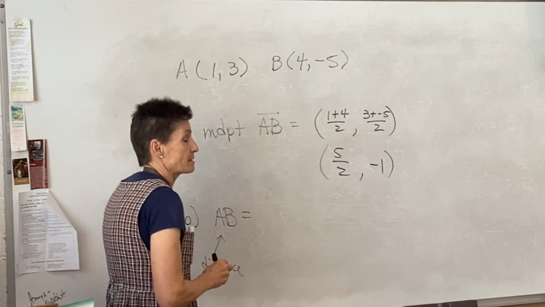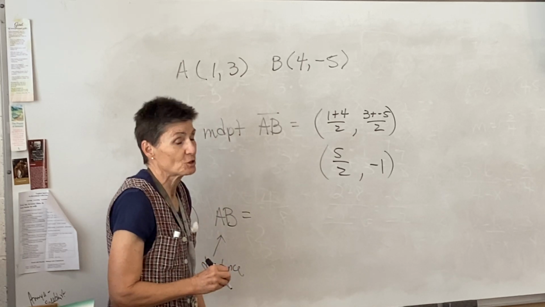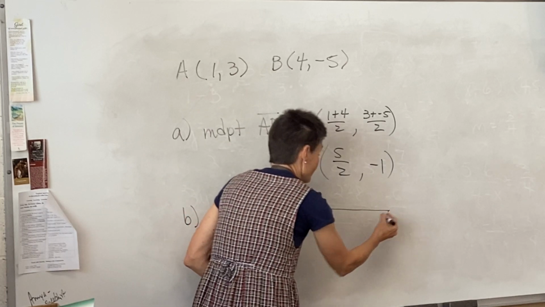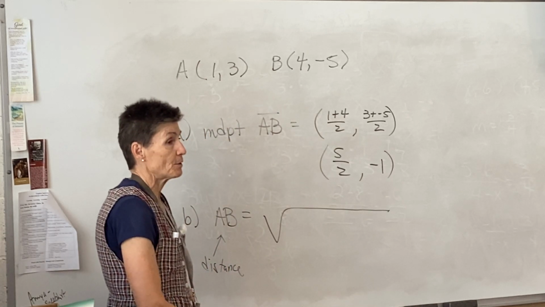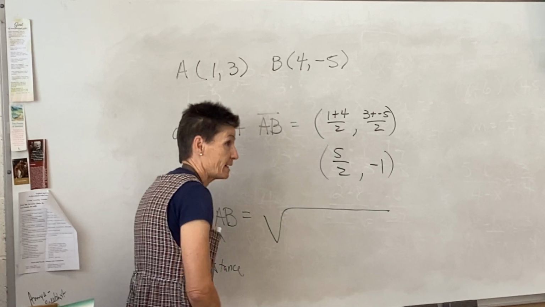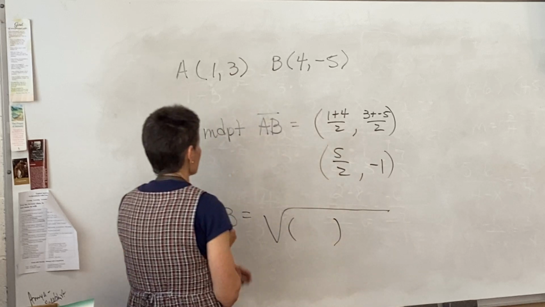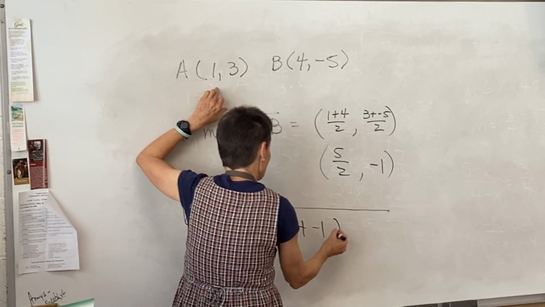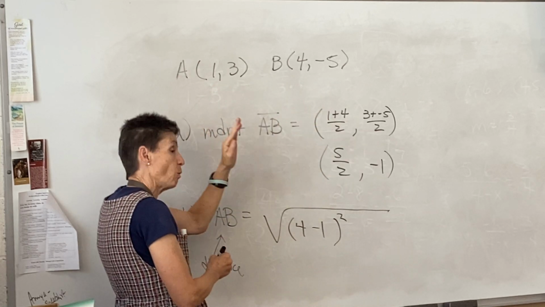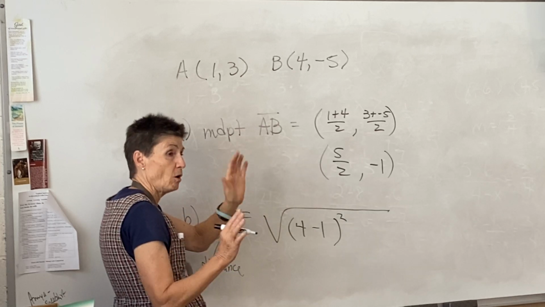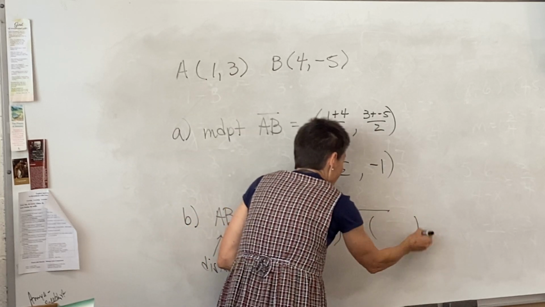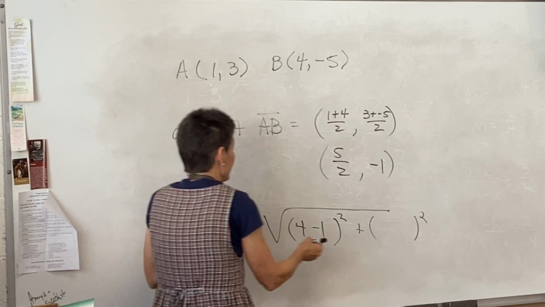All right, distance. There's no formula sheet for this, folks. You have to know how to find distance. Distance, remember, is the big radical. What do we do under the radical? We subtract our x's. So 4 minus 1, and we're going to square that. Either 1 minus 4 or 4 minus 1, it doesn't matter, don't get hung up. Just subtract them. We're going to square that. Now subtract your y's. So that'll be negative 5 minus 3.